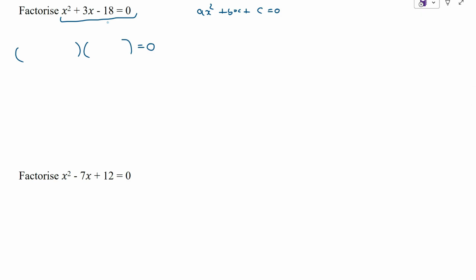So 2 numbers that multiply to give us c, and those same numbers add or subtract to give us b. I can think of 6 and 3. So 6 times 3 is 18, and 6 minus 3 gives us plus 3. So let's use these numbers in our brackets. So x always at the front. Now the two numbers, we're going to use +6 and -3.